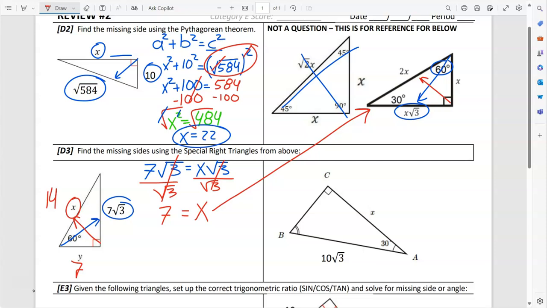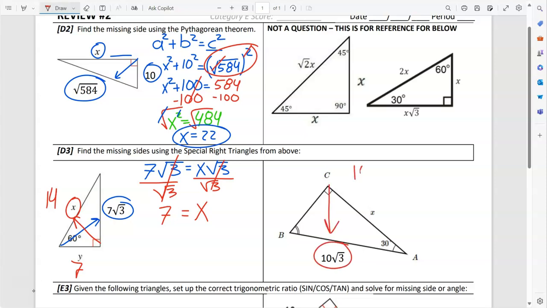On this side, the next one, what do we have? Well, we know my hypotenuse is 10 square root 3. So 10 square root 3 is equal to what? 2x. Divide both sides by 2. And our x is equal to 10 square root 3 over 2. And this can simplify to 5 over 1. So x is equal to 5 square root 3.